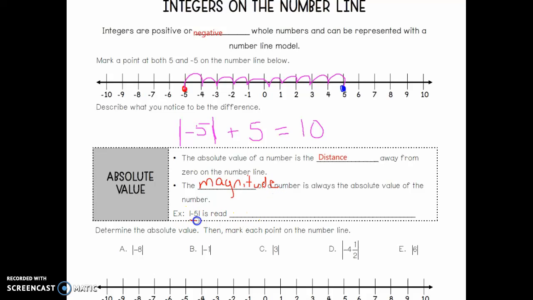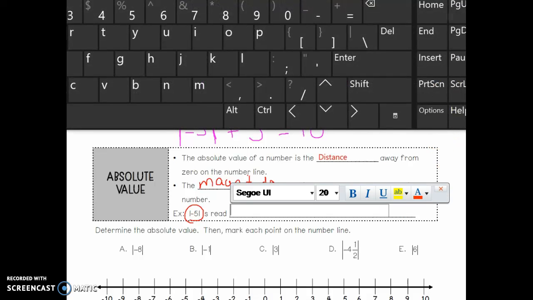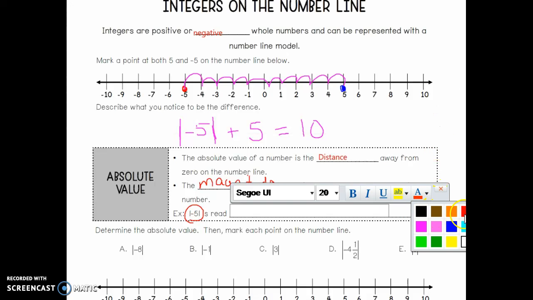And when you see this, if you remember back to 6th grade, I'm going to type it in so you can see it better. It's read as the absolute value of negative 5. Okay, let me type that in. The absolute value of negative, now I'll write it out, negative 5. And of course, that equals positive 5. All right, we're going to move on.